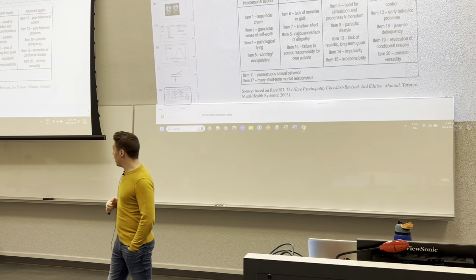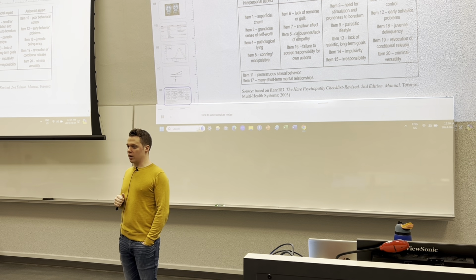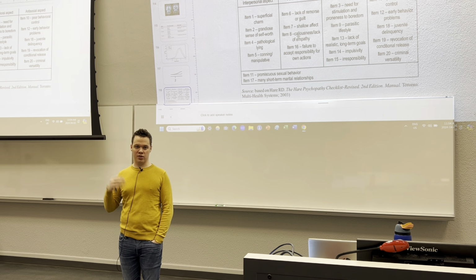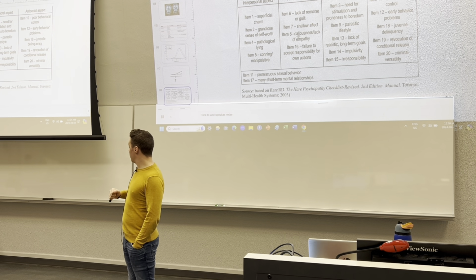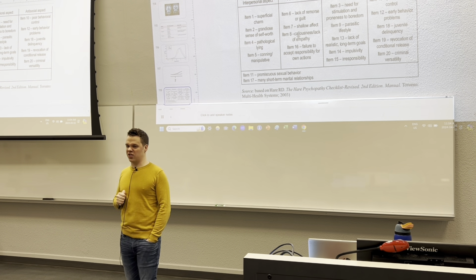I had a professor who had to use this. He worked in a prison and had to interview sex offenders, so some seriously bad dudes, and he tried to figure out whether they were a psychopath or not. You'll see item 2 is grandiose sense of self-worth.